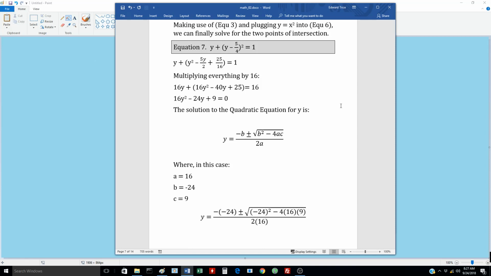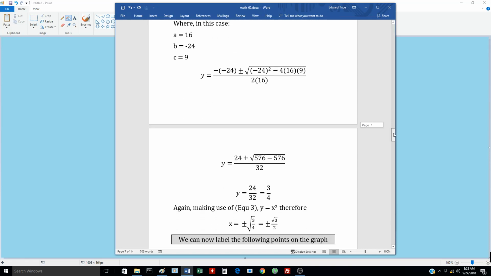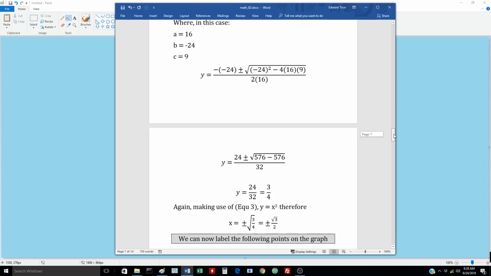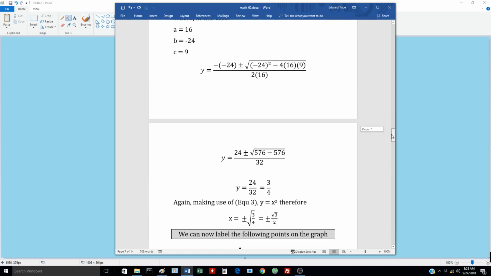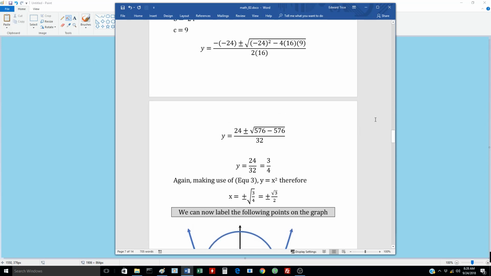Okay? Again, easy to precipitate out what the constants are. A is 16, B is minus 24, C is 9. And when you put that into the solution to the quadratic equation, you start to get some pretty big numbers in there. That minus 24 squared is 576. But beautifully, 4 times 16 times 9 is also 576. So the entire expression under the square root just evaporates. You're left with 24 over 32, which is, of course, 3/4.